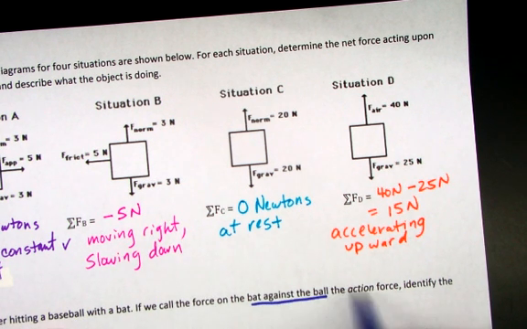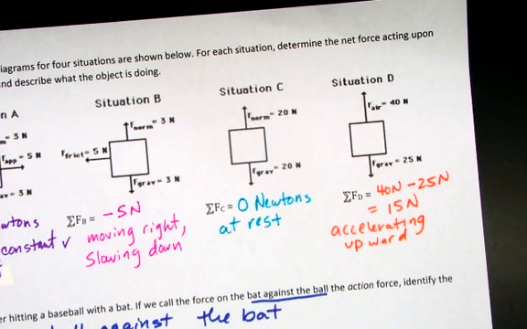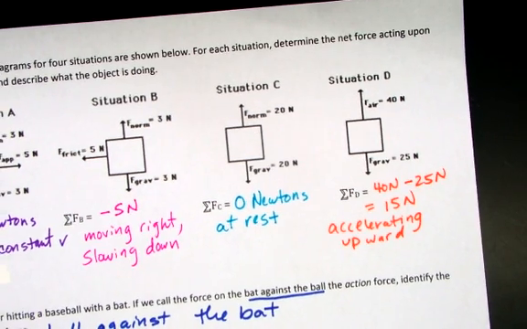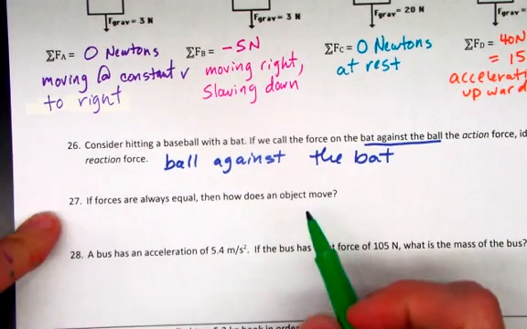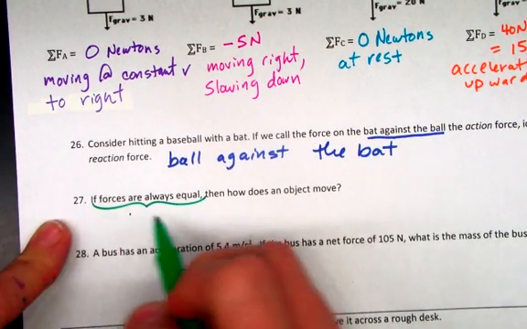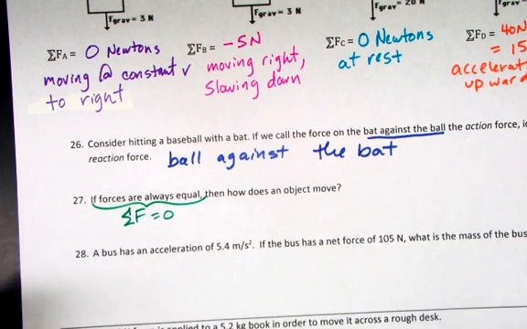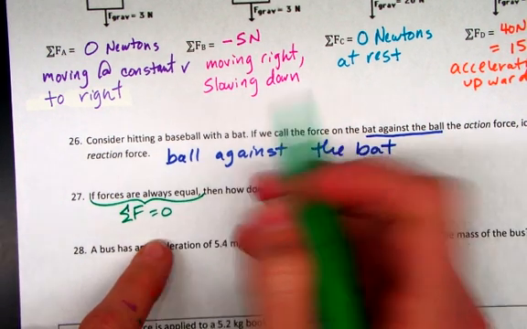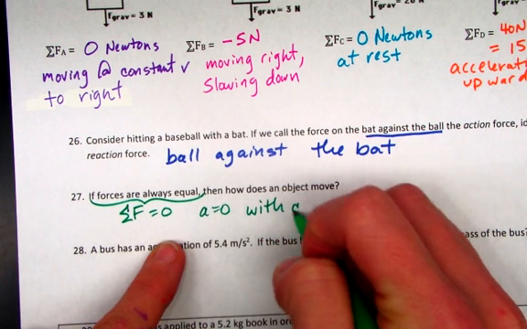If forces are always equal, how does the object move? All right. Objects move if the forces are equal. I'm guessing this means that we have balanced forces, right? So an object is moving with a equals 0 and constant speed. Okay. So if it's moving, it's already in motion.